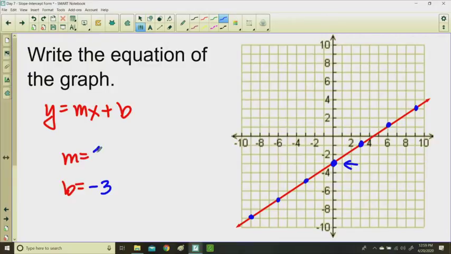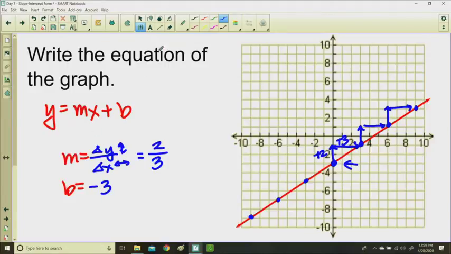Remember, it's going to be change in y over the change in x, so it's rise over run. Figure it out. So I'm going to go up 2 and right 3. And the thing about linear equations is that it should be the same every time. You see it's up 2, right 3, up 2, right 3. Perfect. So it's going to be positive 2 over positive 3.